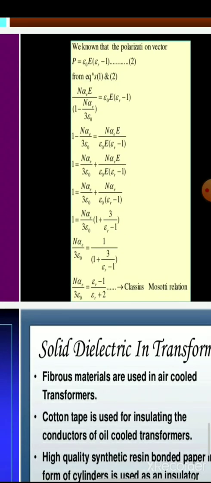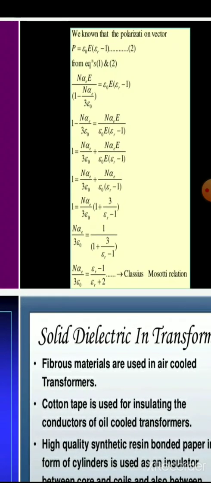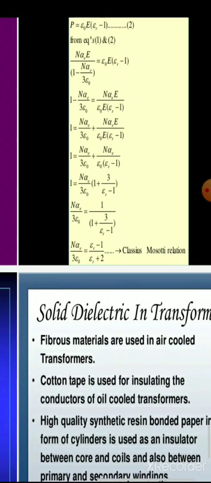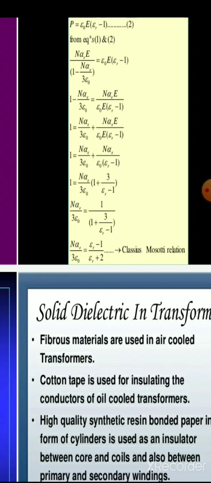Now we solve this one. E gets cancelled, and we get the equation 1 equals N alpha E by 3 epsilon naught plus N alpha E by epsilon naught into epsilon r minus 1. So take that N alpha E by 3 epsilon naught common: 1 equals N alpha E by 3 epsilon naught into 1 plus 3 by epsilon r minus 1. Now bring that 1 plus 3 by epsilon r minus 1 to the LHS side. Then N alpha E by 3 epsilon naught equals 1 by 1 plus 3 by epsilon r minus 1.